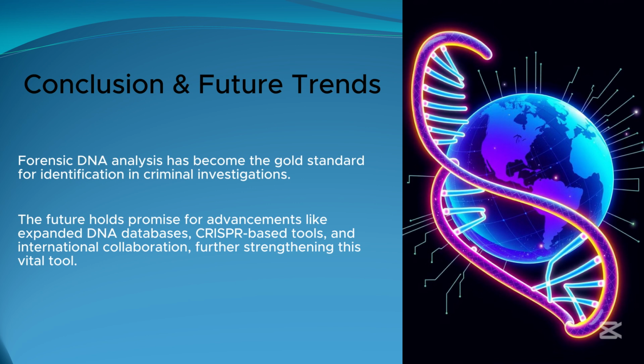CRISPR-based tools could refine analysis of degraded samples or target specific genetic markers, while next-generation sequencing, NGS, unlocks detailed ancestry and physical trait data. International collaboration will streamline cross-border data sharing but require harmonized legal frameworks to address privacy disparities. Innovations like rapid DNA devices and ethical AI promise faster, accurate results, yet demand robust safeguards, transparent protocols, stringent privacy measures, and bias mitigation to prevent misuse.